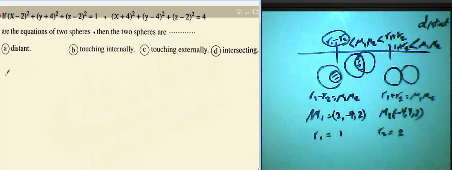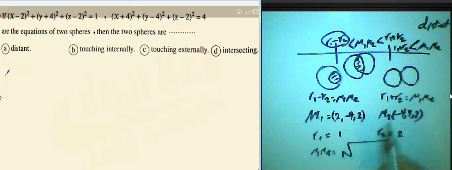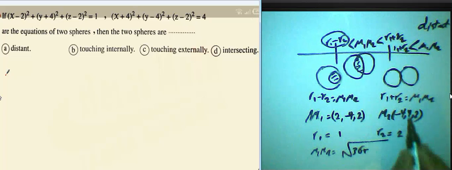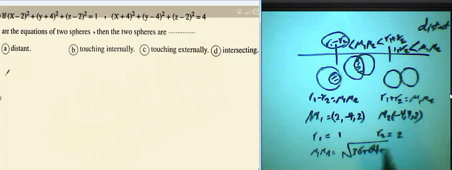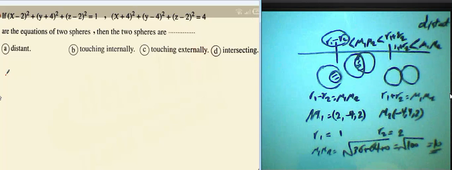we can find M1M2, the distance between M1 and M2, by writing the rule: M1M2 equals square root of negative 4 minus 2, negative 6 power 2, 36. 4 minus negative 4 equals 8, 8 power 2 equals 64, and 2 minus 2 equals 0. The result will be 64 plus 36 equals 100. Square root of 100 equals 10. Okay, then the distance between M1 and M2 equals 10.